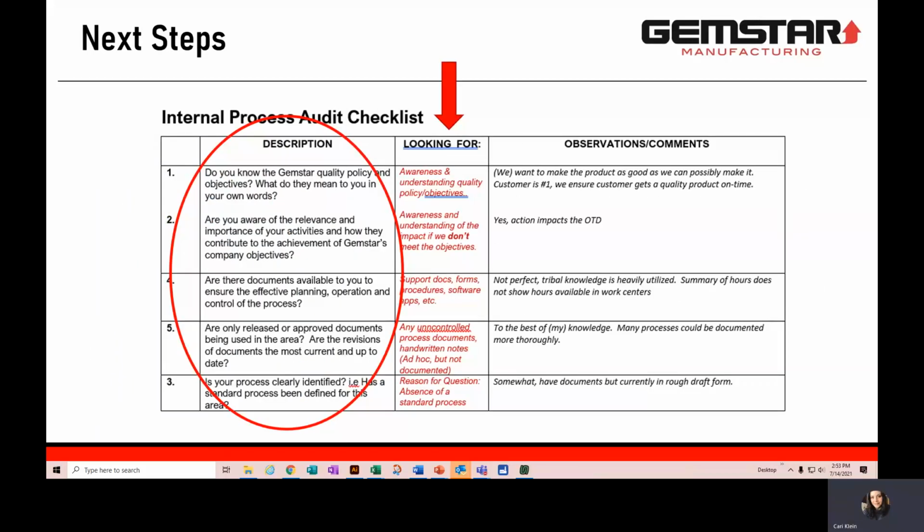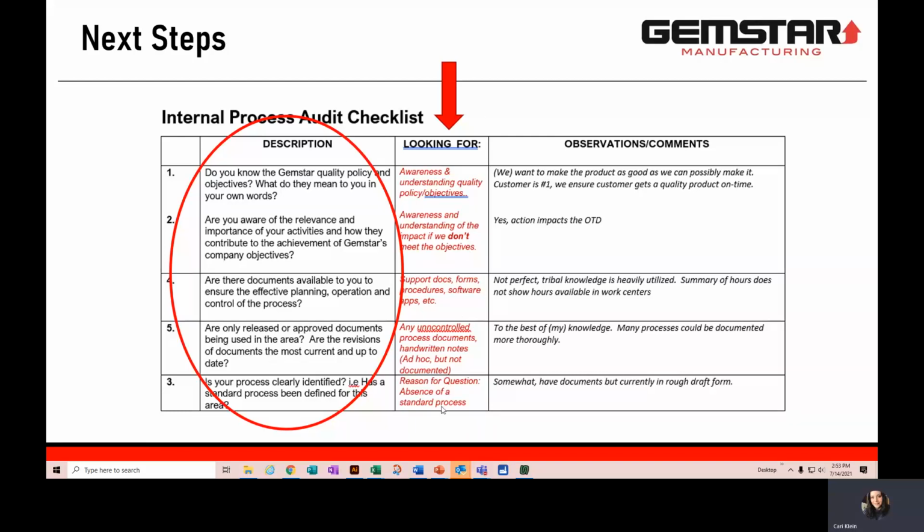Here's just a quick view of the audit checklist. And never fear, I will be sending them out to you well in advance. We will even ask for your feedback on what sorts of questions to include, but this is a general layout of what you would see. So you have a description on the left here. Those are the questions that we're asking, the types of things we're probing into.